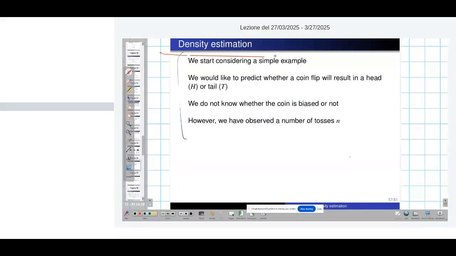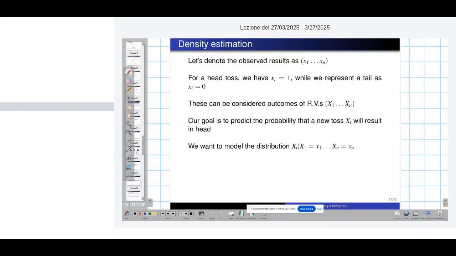So we have a problem: predict whether a coin flip will result in a head or tail when we don't know the probability with which each of the two outcomes can appear, because the coin may be biased, so we don't know what the probability is. And we have access only to a set of previous observations. So somebody tosses the coin several times, and then we try to predict what will happen next.